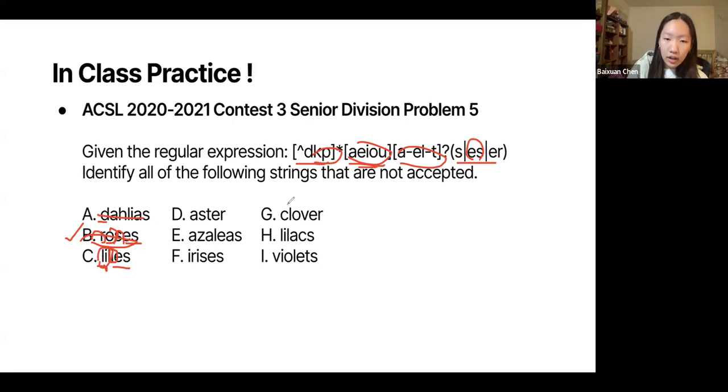So the L, I, and L are going to go into this expression, and the I will go into here, which works, and then the E will be in this part of the expression, the 0 or 1, A through E or L through T. And then the ES will be in the last part. So Lily's works.